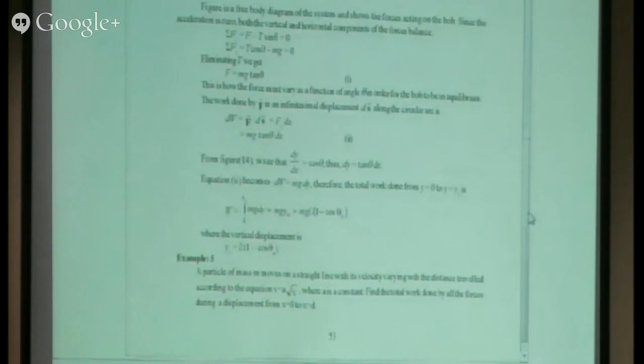We can do a particle of mass m moves on a straight line with a velocity varying with distance traveled according to the equation v is equal to a into root x. So it's a case where a body is moving with a variable velocity, where a is a constant, a is not acceleration, it is a constant. So v is proportional to root x. Find the total work done by all the forces during a displacement from x equal to 0 to x equal to d. Next sheet, we can see if we can rush through fast.